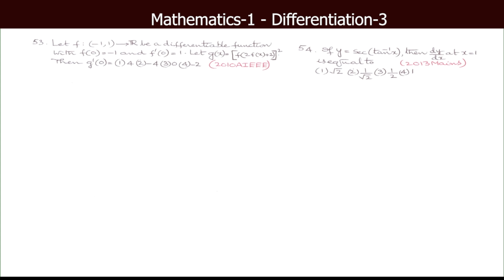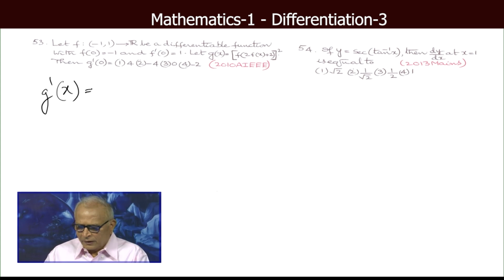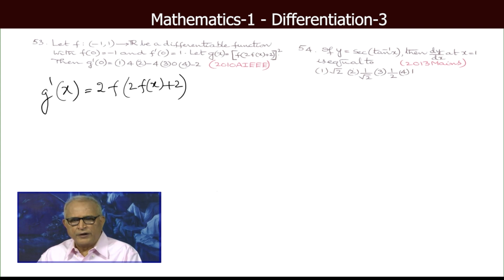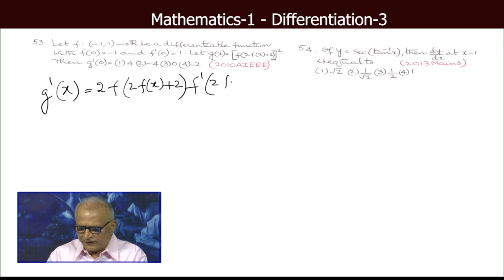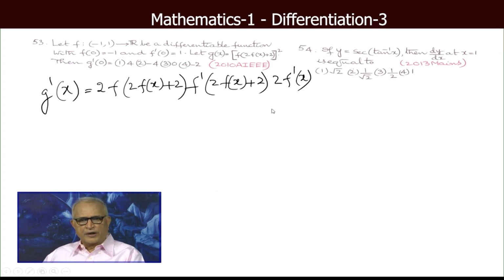Another EAPCET question. Well, let us try to find g'(x) using the chain rule. g'(x) is 2 times f(2f(x) + 2), you call it u², 2u, into the derivative of f(2f(x) + 2), that is f'(2f(x) + 2), into the derivative of 2f(x) + 2, that is 2f'(x). I hope I am clear. I have applied the chain rule.